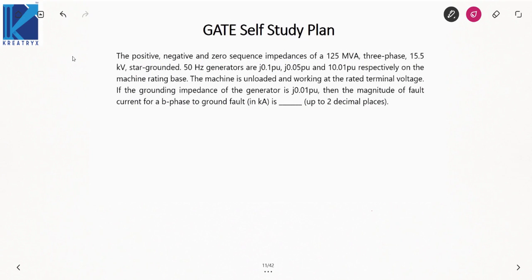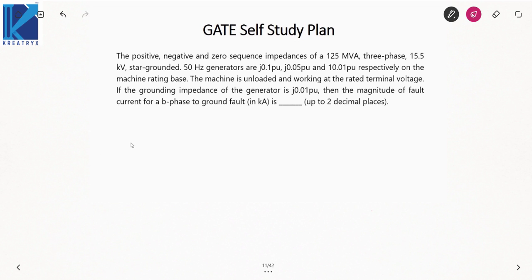Hi guys, in this video I'll be discussing with you all some of the problems that have appeared in GATE based on fault analysis. That way you will get a clear idea about what kind of problems are being asked nowadays and how to tackle each kind of problem. So let us get started.